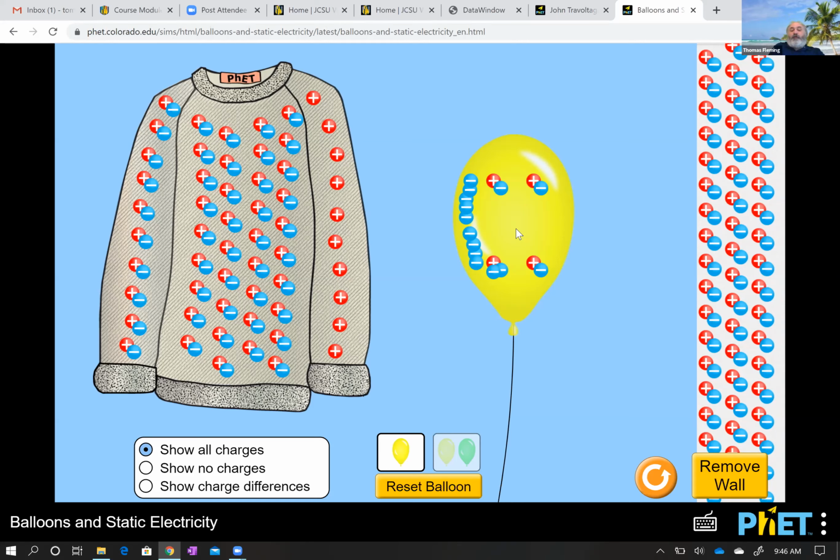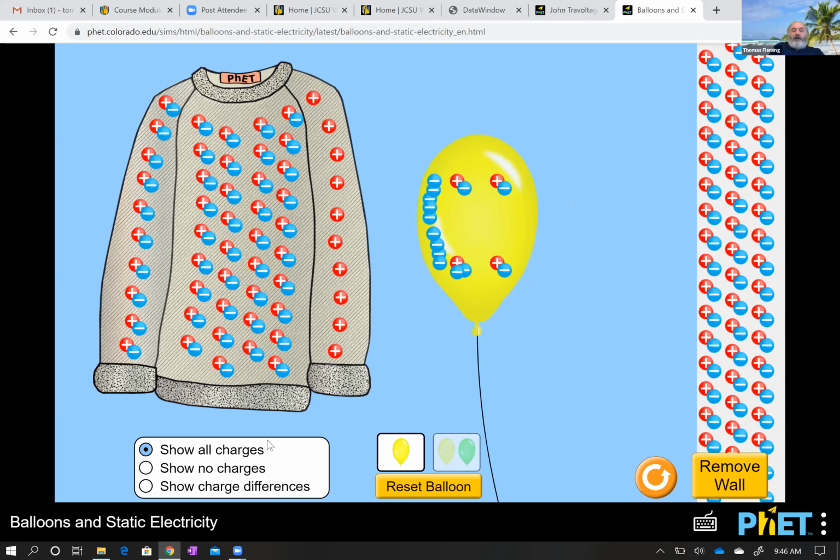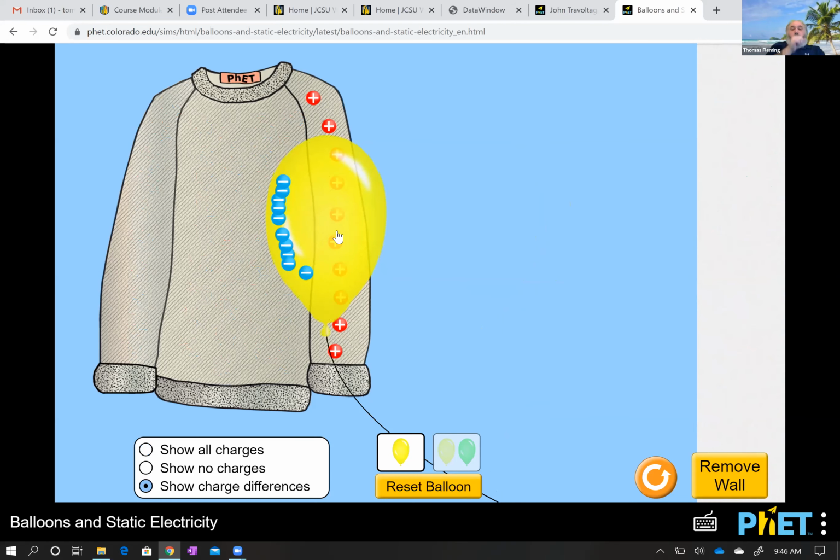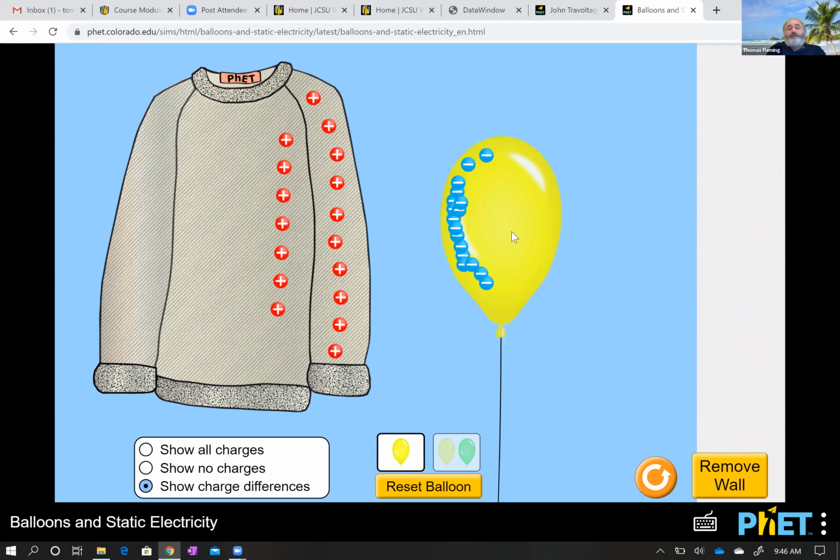You had 0 charge for both of them before, and now if I just show the charge differences, what you'll see is that if I were to count all of those pluses, the positive charges that remain on the sweater, and count all the negative charges that I have on the balloon, that number will still total up to 0. All the pluses are canceled out by all the negatives. They're just in different locations. So that's what we mean. We say that charge is conserved. I can't put negative charge on the balloon without removing some negative charge from the sweater so that the total will remain 0. Okay. That's the idea.